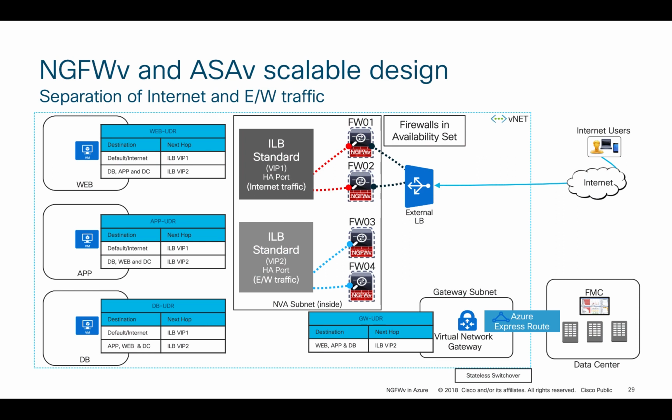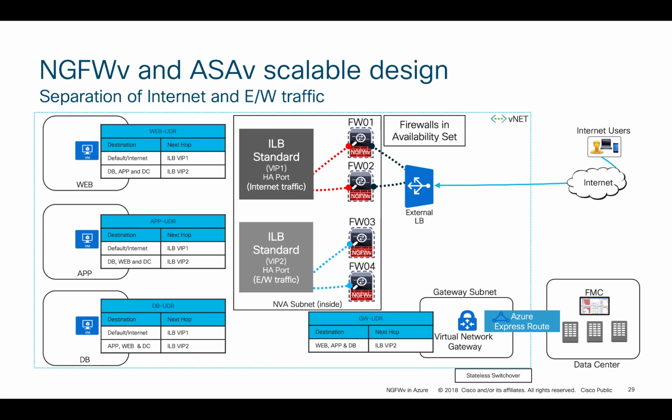Now on the traffic separation side, there was a customer who had a requirement of segregating internet traffic. So you can have an external load balancer and an internal load balancer with 2 virtual IPs. The first virtual IP will face towards the internet firewall.